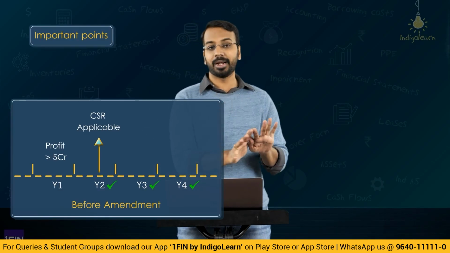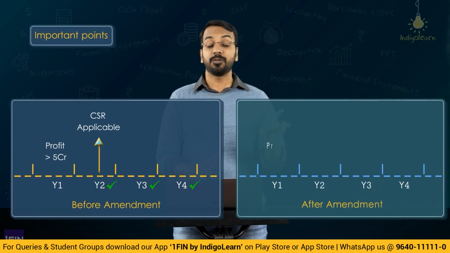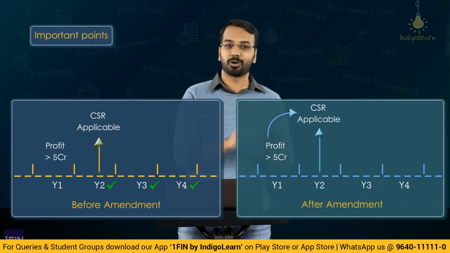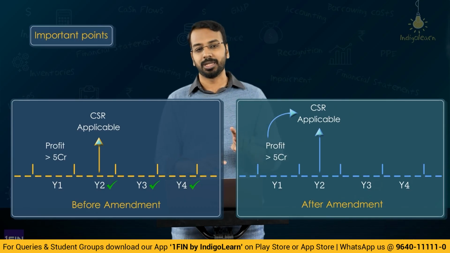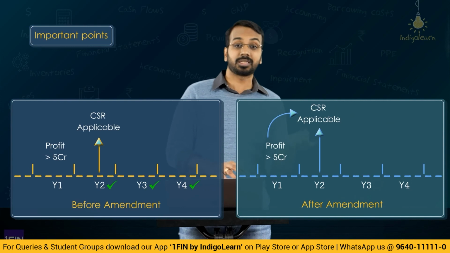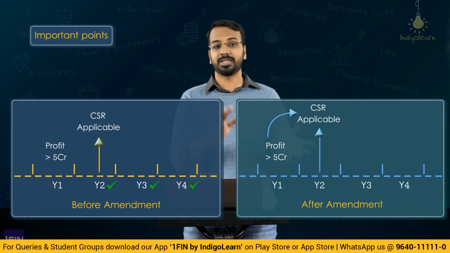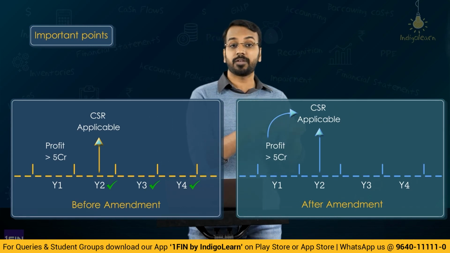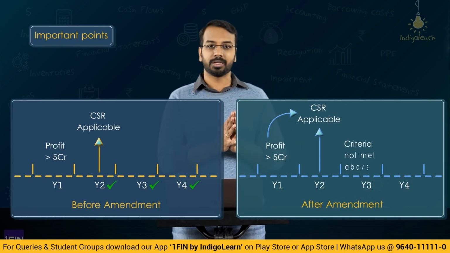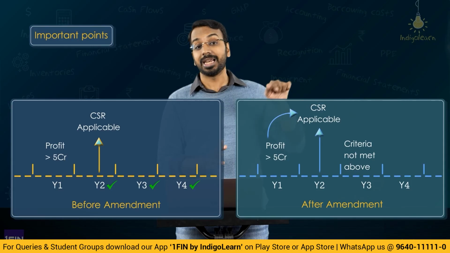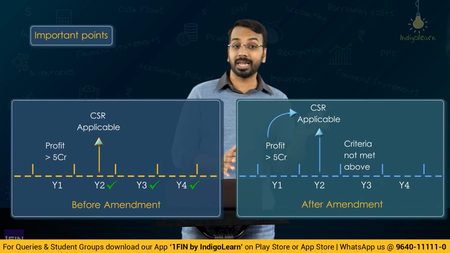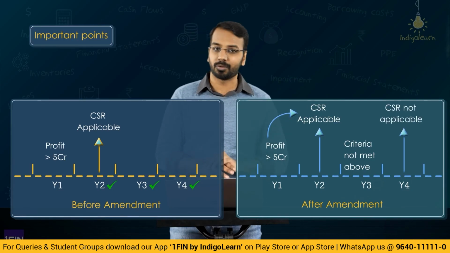Now, after the amendment, the change is that if you have to check for year 2, you look at the net worth, the turnover and the net profit of year 1. If applicable, spend the amount and be done with it. When you move to year 3, say for example in the same situation, the net profit is only 3 crores and the other net worth and turnover criteria are also not met. In year 2, the net profit is less than 3 crores and other criteria are also not met. So, in year 3, you don't have to comply with CSR provisions.